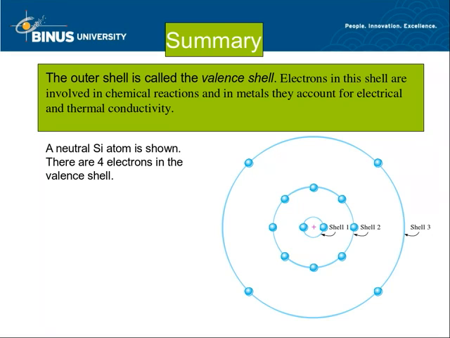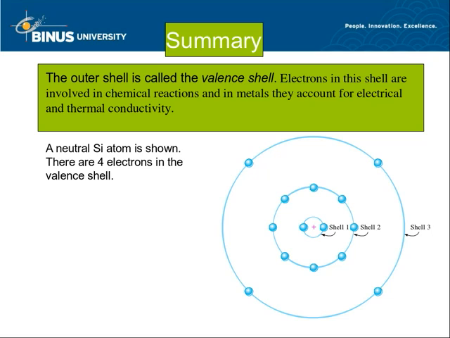So we are studying electrical circuit theory, and therefore we need to understand that the valence shell is the one that contributes to the reactions of how an electrical current can be transferred from one point to another by the property of the conductivity of the material.